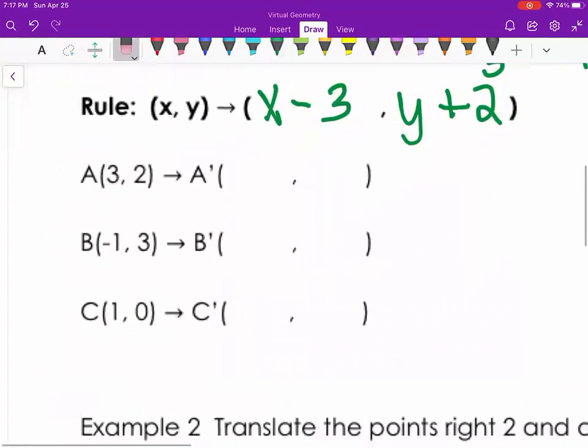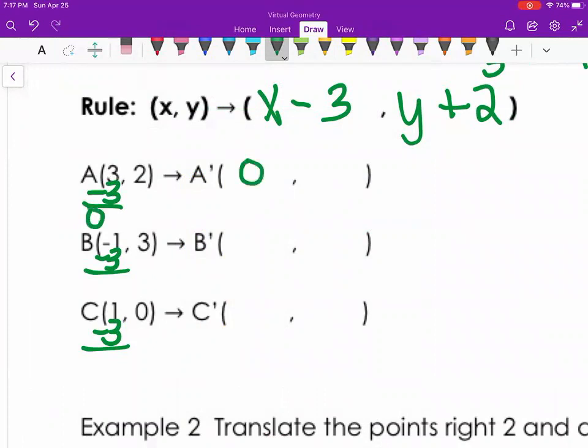So again, minus 3 from every x. So we're going to subtract 3 from every x number. Sorry, that is a little small. I'm going to make that a little bigger to see it better. So minus 3 from each of them. And let's see what we get. So 3 minus 3 is a 0. There's my first new x coordinate. -1 minus 3 is a -4. And then the last one, 1 minus 3 is a -2. So there's the first part of my new coordinates.